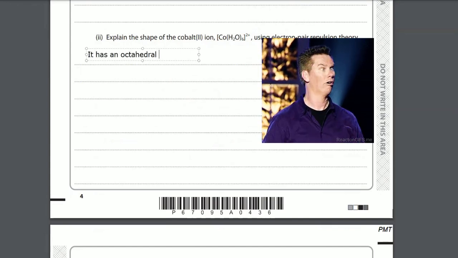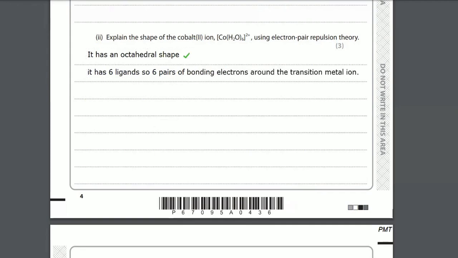Okay, so to explain the shape, the shape that this ion has is octahedral. It's got 6 ligands. And what is a ligand? They contain a pair of electrons available to donate to the positive transition metal ion. Now, they form 6 bonds around the transition metal ion. So we've got 6 bonding pairs around the transition metal ion. That's going to get you a mark, which is why we have an octahedral shape.